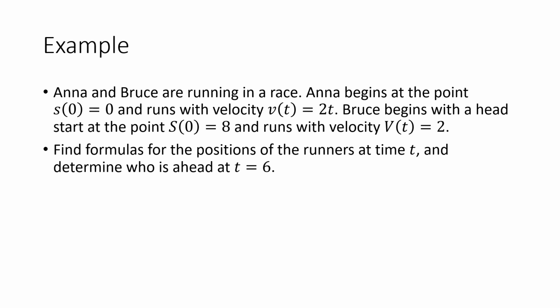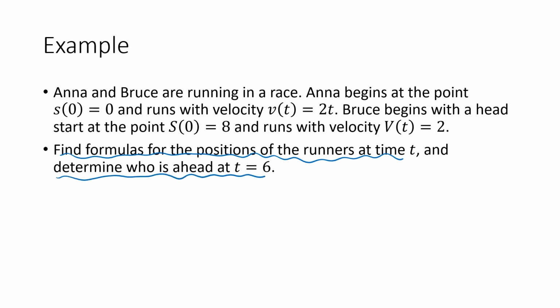So here's an example. Anna and Bruce are running in a race. Anna begins at the point s of 0 equals 0 and runs with velocity v of t equals 2t. Bruce begins with a head start at the point capital S of 0 equals 8 and runs with velocity capital V of t equals 2. The capitals there are just to distinguish the two functions, right? So you can tell apart the Anna functions, which are the lowercase letters, and the Bruce functions, which are the uppercase letters. So we want to find formulas for the positions of the runners at time t, and then figure out who is ahead at t equals 6.